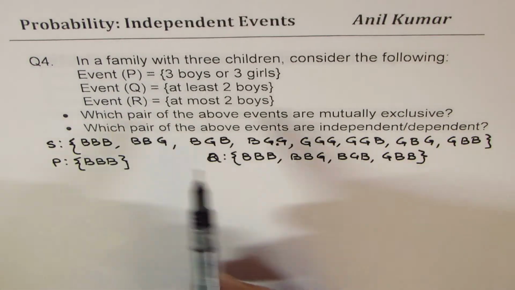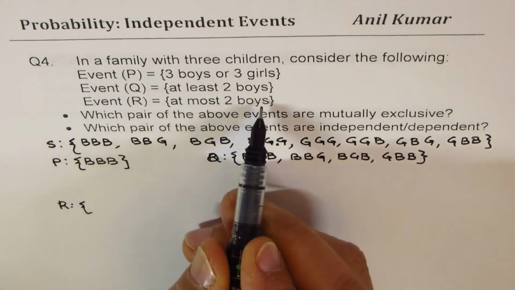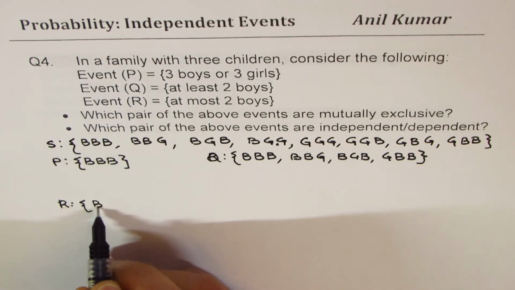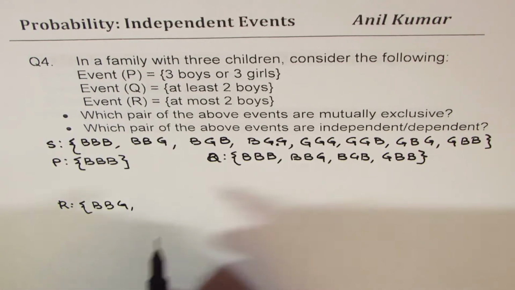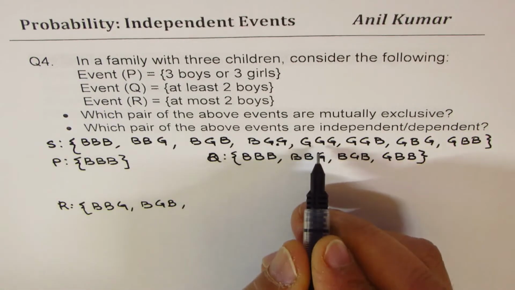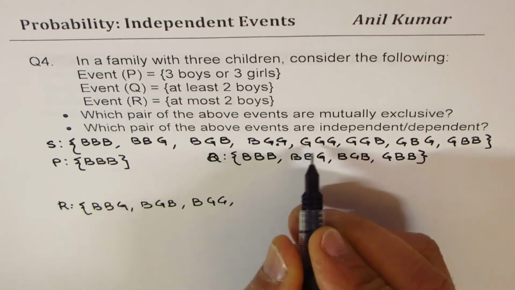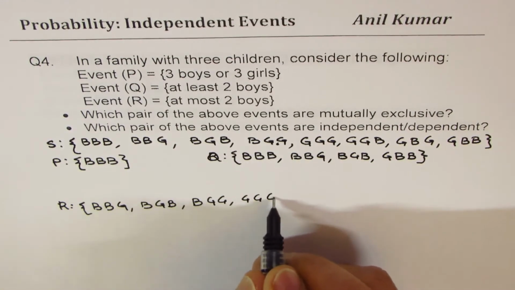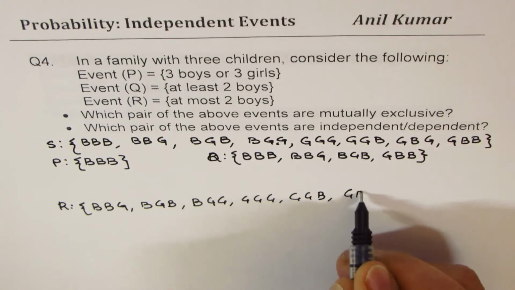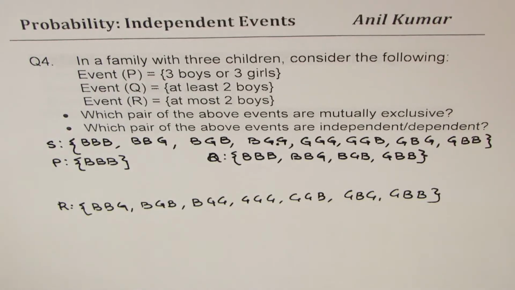Now let's look into the last one, R, which is at most 2 boys. That means 2 or less, right? So 3 boys will not work. We could have 2 boys and a girl. We could have boy, girl, boy. At most means 1 is okay: 1 boy, 2 girls. All girls is also fine. 2 girls and a boy, girl, boy, girl, and girl, boy, boy. So all of these will work, correct?